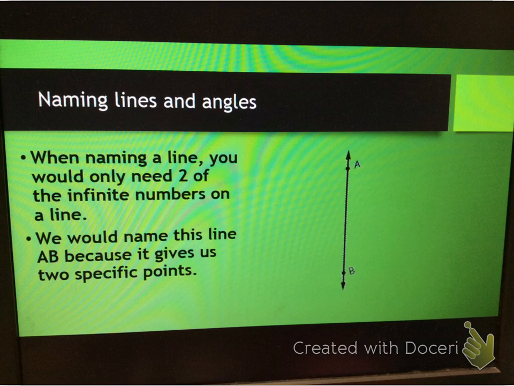Naming lines. In geometry, points on a given line or angle are labeled with a letter. You will use these letters to name a given line, angle, or ray. When naming a line, you would only need 2 of the infinite points on the line. We would name this line AB because it gives us 2 specific points. Notice the 2 arrows at the end. This signifies a line as opposed to a ray or segment.